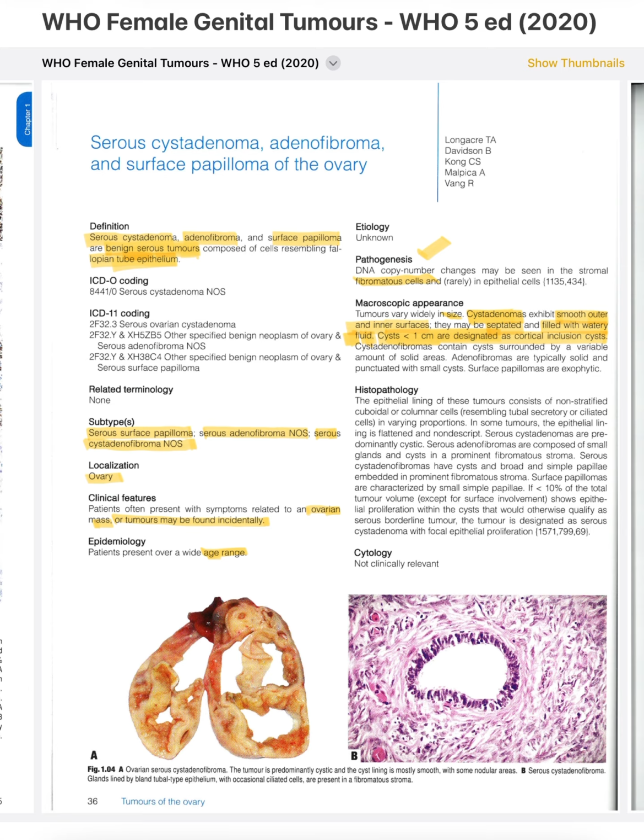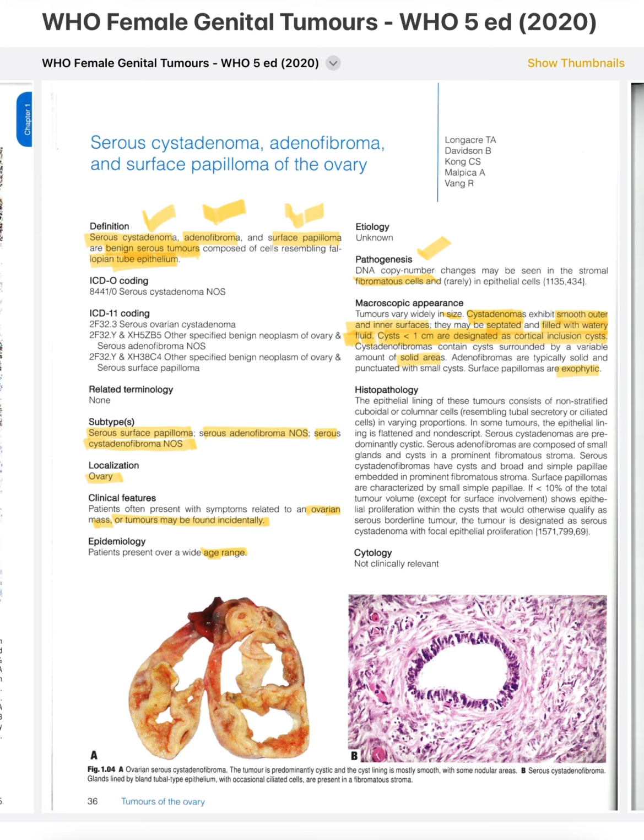Cyst adenofibromas contain cysts surrounded by variable amount of solid areas. Adenofibromas are typically solid and punctuated with small cysts, and surface papillomas are exophytic. So if we talk about cyst adenoma, then it will be smooth, both outer and inner surface, and filled with serous fluid, and it could be septated. If we talk about adenofibroma, they will be solid. If we talk about surface papilloma, they will be exophytic growth, and if we talk about cyst adenofibroma, then they will have both cystic as well as solid areas.